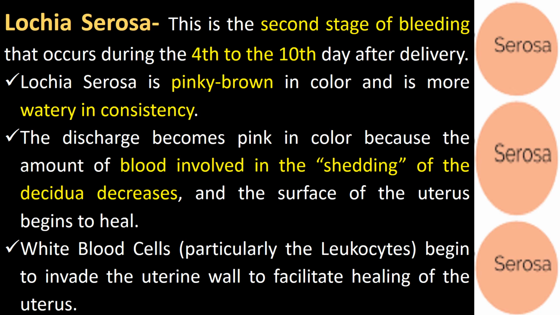The white blood cells also have a particular effect on the lochial discharges, particularly the leukocytes. They begin to invade the uterine wall to facilitate the healing of the uterus. Therefore, makakakita na tayo ng color pink na discharges kasi nga the leukocytes will help the uterus heal. Therefore, mas konti na lang po yung bleeding, and kung konti na lang yung bleeding, you can expect that the lochial discharges will be color pink.